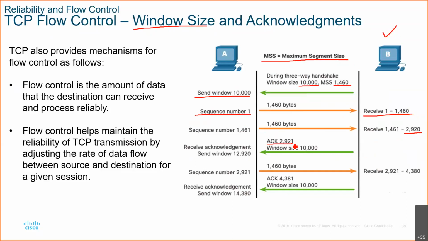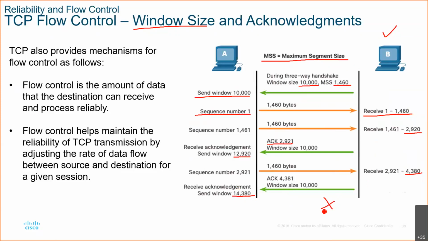Okay. And since there is no problem, the data has been sent, the window size is increased, from 10,000 to 12,920. Then it will send the next one. It will increase from 2920 to 4380. Since there's no problem, acknowledgement will be sent, and then this will be added, and the window size will keep on increasing. So you keep on increasing the window size until there is a problem somewhere. Then you again decrease the window size.